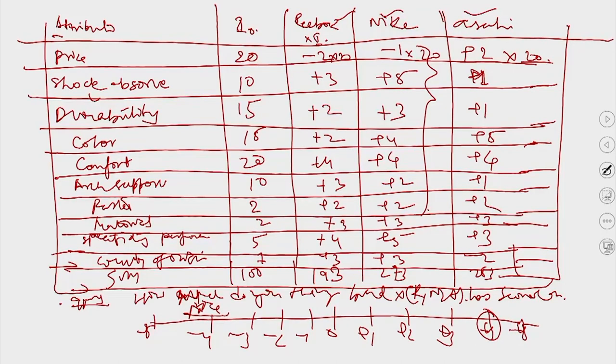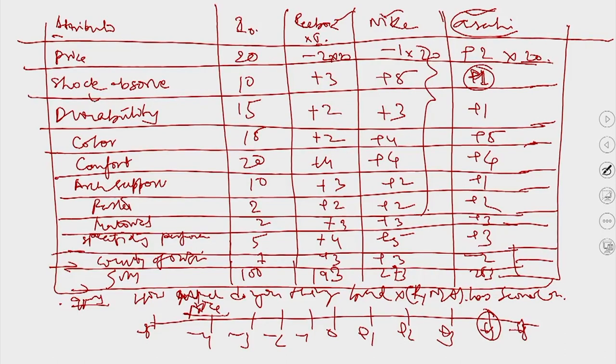Now, if any company, for example, let's say Asahi, wants to change people's attitude towards its brand, what should it do? It comes to know that plus one is the value it gets in terms of shock absorbency, and shock absorbency has a very high importance. So it should actually improve shock absorbency, or put belief messages, knowledge, or some kind of information into its ad which promotes the idea that it has good shock absorbency.